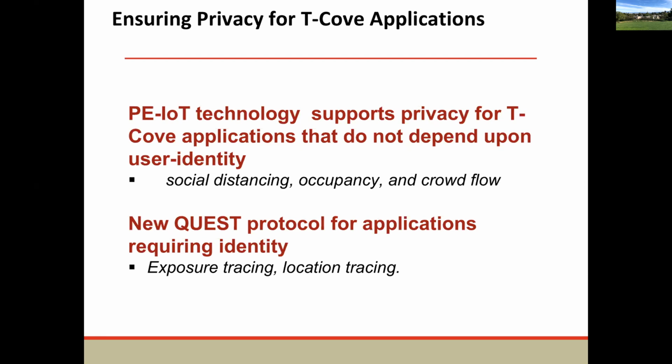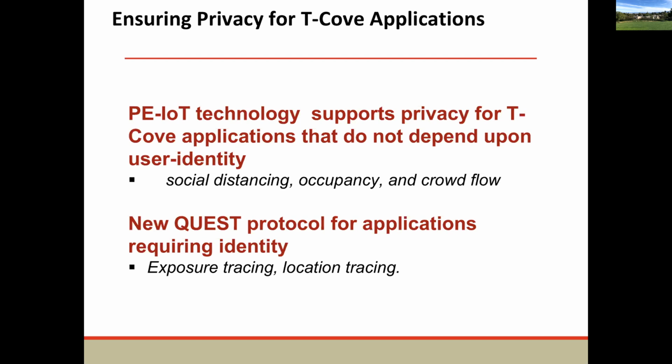The example that I was showing you earlier, of occupancy determination and social distancing, the data being used there is completely anonymized data. In this particular case, the data being used is randomized every 5 minutes, and the occupancy maps are built on top of such data. We could also use differential privacy and build similar maps with it as well. However, if you go after location tracing or exposure tracing, then you have to have different protocols.